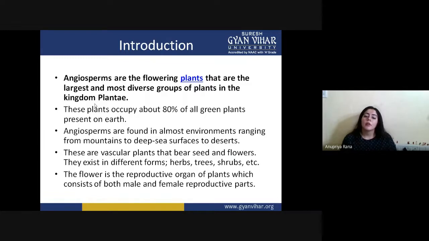The flower is the reproductive organ of the plant, which consists of both male and female reproductive parts. So their flower can be a bisexual flower, or it can be a unisexual flower. Both kinds of flowers can be present in angiosperms. If we talk about bisexual, both the male and female gametes are present in a single flower. But in a unisexual flower, only either a male gamete or a female gamete is present in a special flower unit.